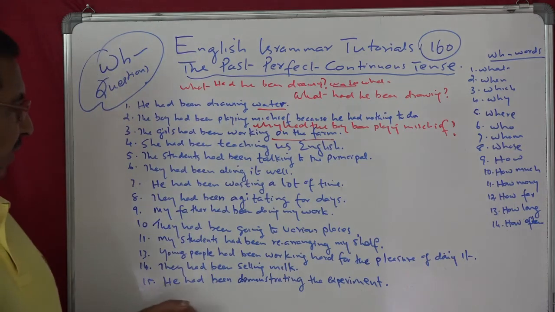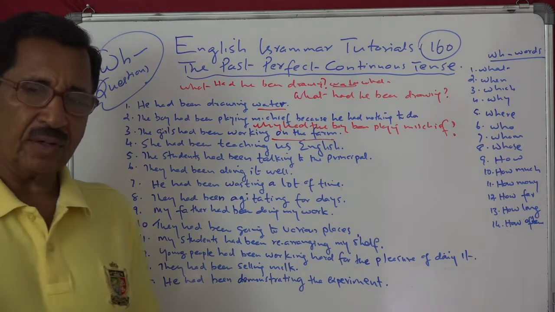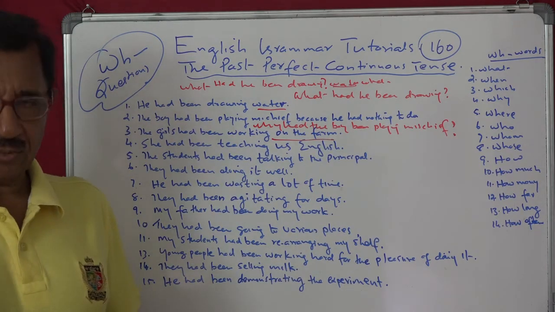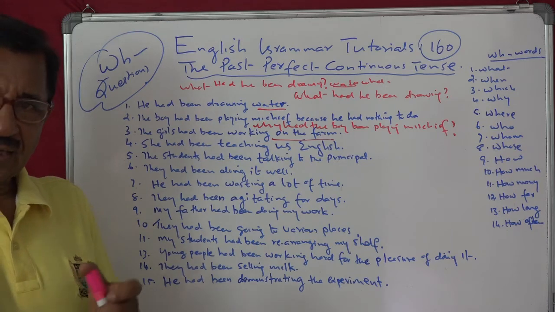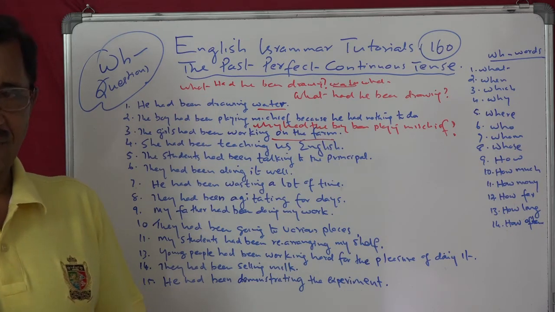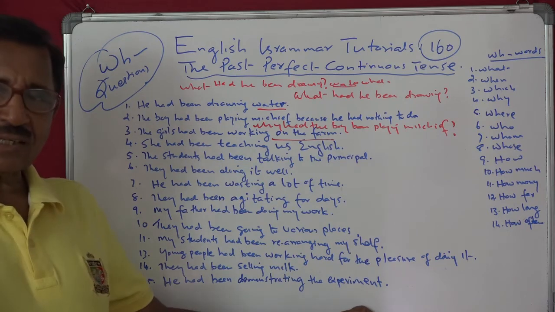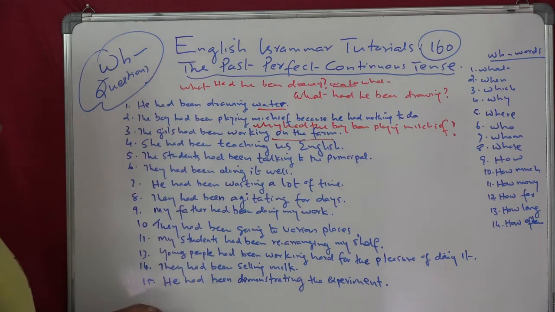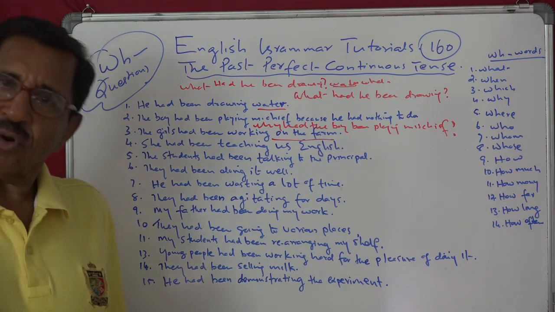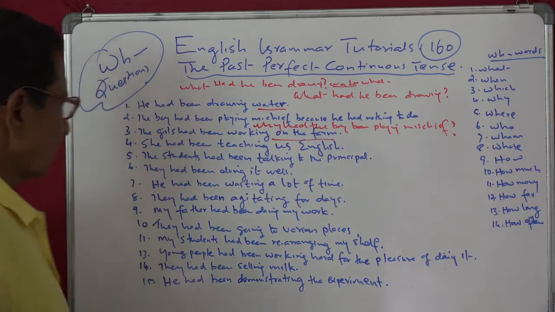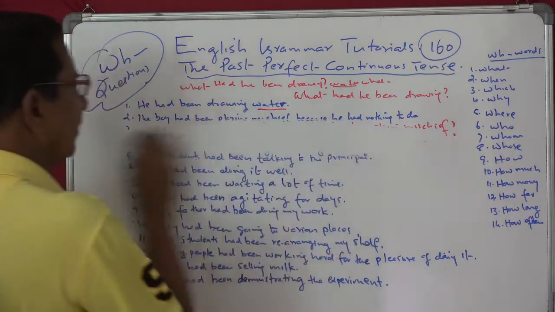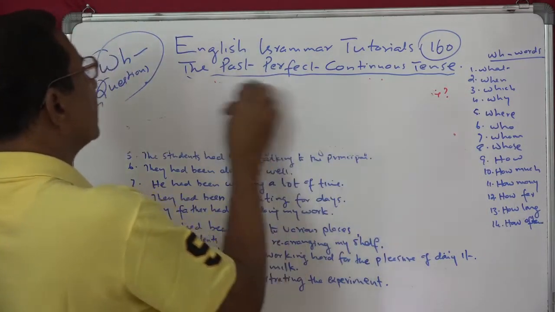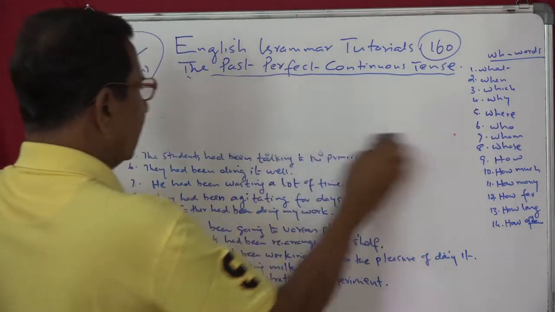Next one, he had been demonstrating the experiment. So you have to say, who had been demonstrating the experiment? Or what had he been demonstrating? If you want to get experiment as the answer, then you should begin the question with what. If you want he as the answer, you have to begin the question by who. Listen. Alright, so I will take some of these and once again explain, as a specimen, so it becomes easier I think for you.